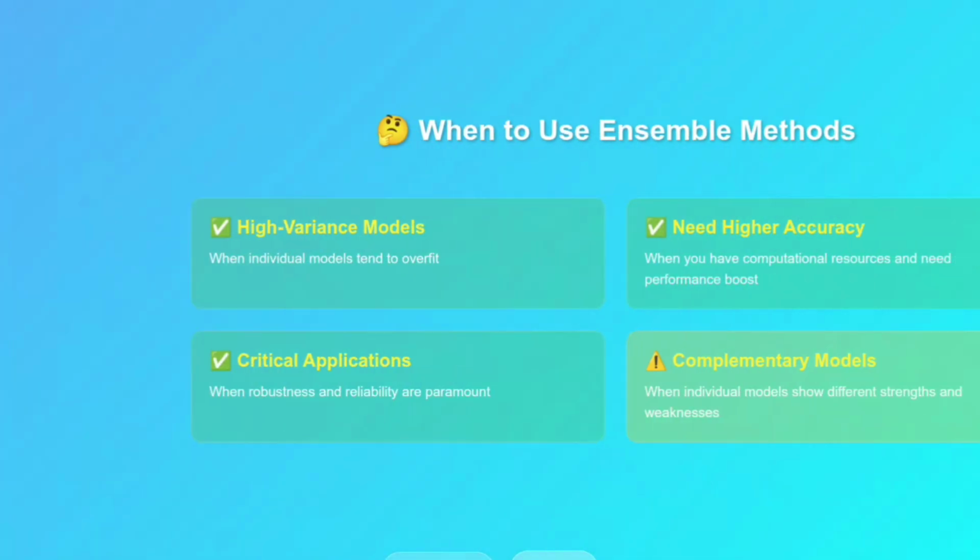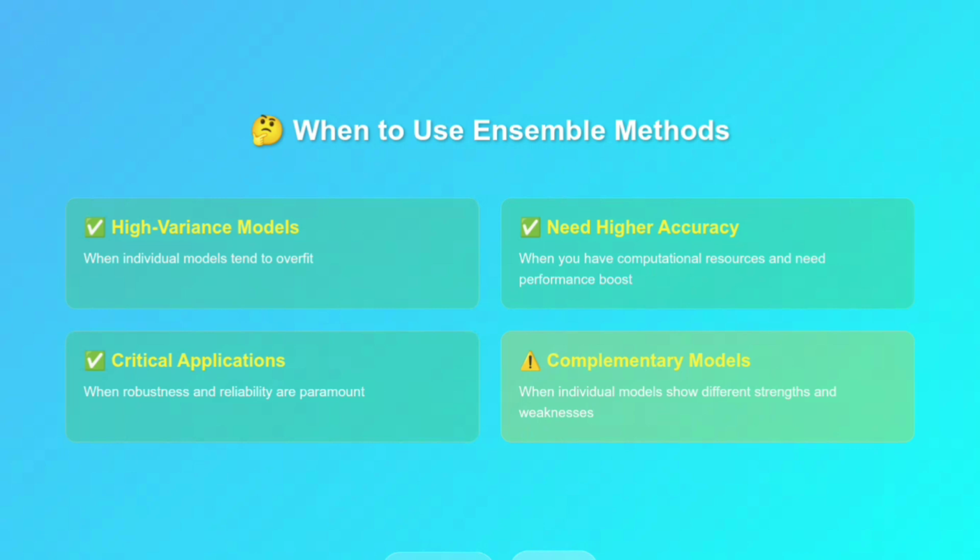So when should you use ensemble methods? They're particularly valuable when you have high variance models that tend to overfit, when you want to improve prediction accuracy and you have the computational resources, when you're working on critical applications where robustness is important, or when individual models show complementary strengths and weaknesses. However, ensemble methods require more computational resources and can be harder to interpret than single models.